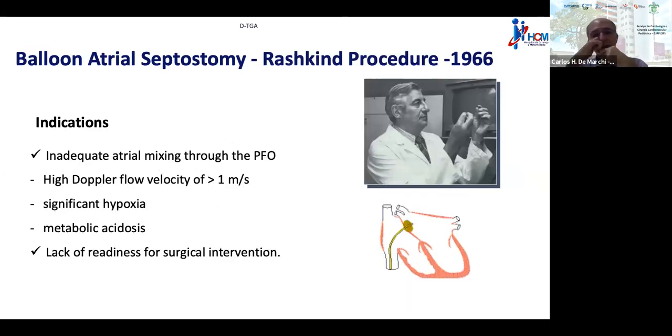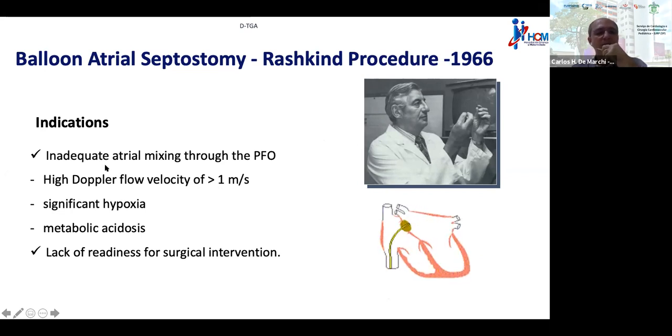And the natural history of the TGA started to be changed in 1966 with Dr. William Rashkind, who created a procedure. This is a schematic, and you can see a catheter balloon introduced by the inferior vena cava, crossing the atrial septum, inflated, and pulled back to open the ASD and improve the systemic saturation.